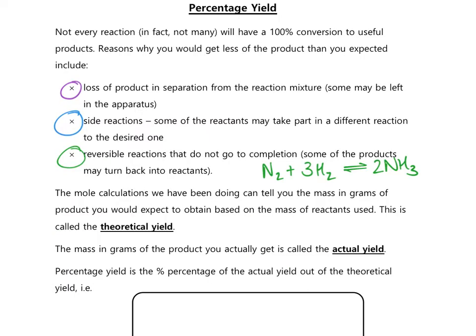So as I said a bit earlier, with the moles calculations that we've been doing up to now, we can get the amount in theory that we would produce based on the mass of reactants used. And this is what we refer to as the theoretical yield. But the mass in grams of the product that we actually get out of the reaction, say for example we were to weigh it at the end, that's what we call the actual yield.